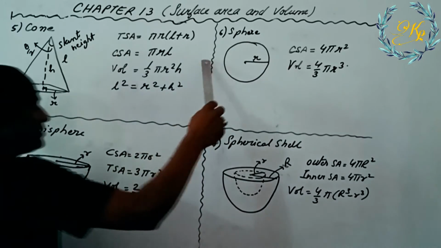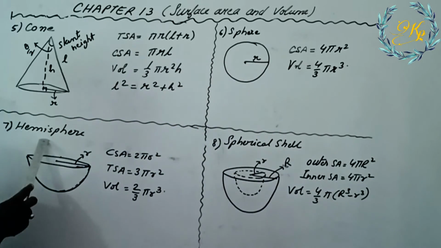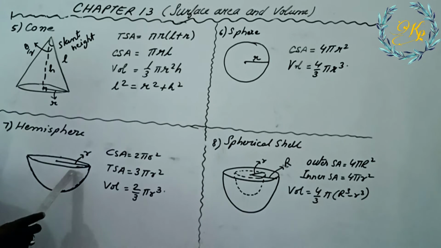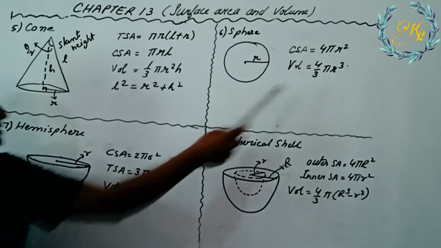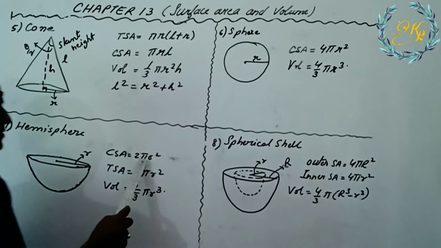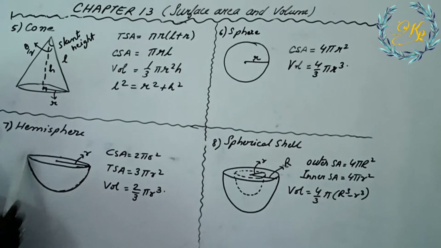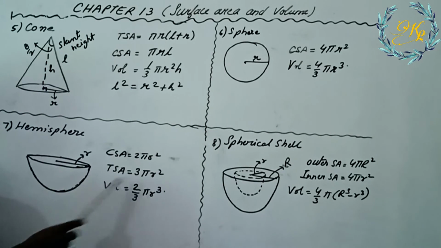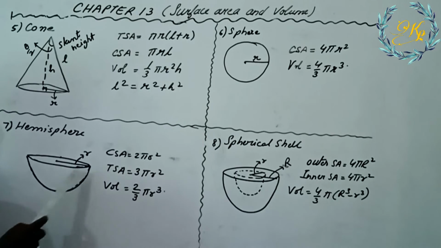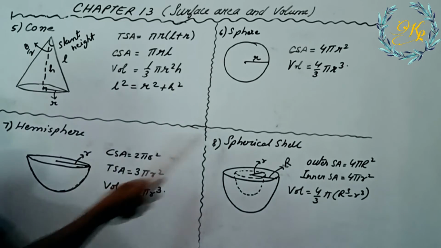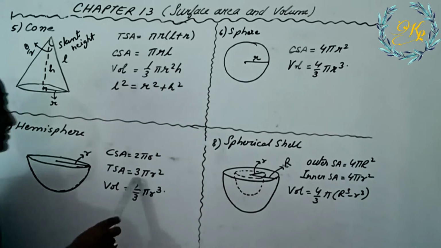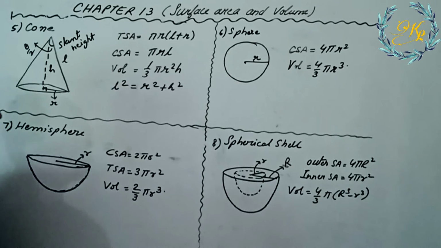If I break the sphere into two equal halves, it becomes a hemisphere. Again, it has the same dimension, radius. If I want to find the curved surface area of it, you use half of this. If you see here, 2 pi r square. To find the total surface area of it, including the top, it will be 3 pi r square. If you want to find the volume of it, the formula is half of this, 4 upon 3, that is 2 upon 3 pi r cubed.